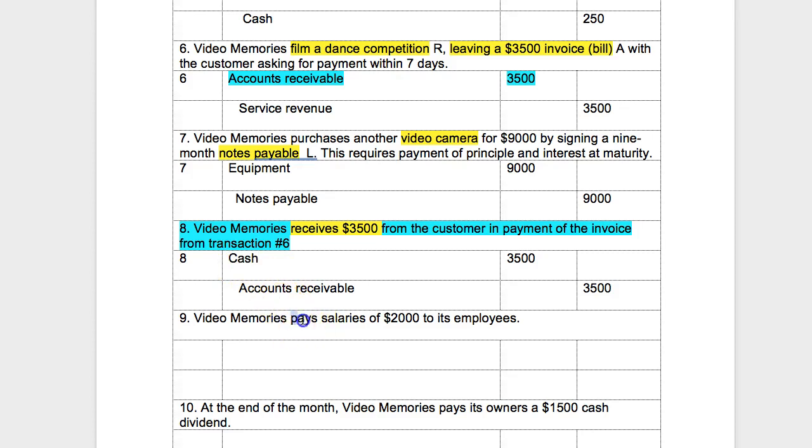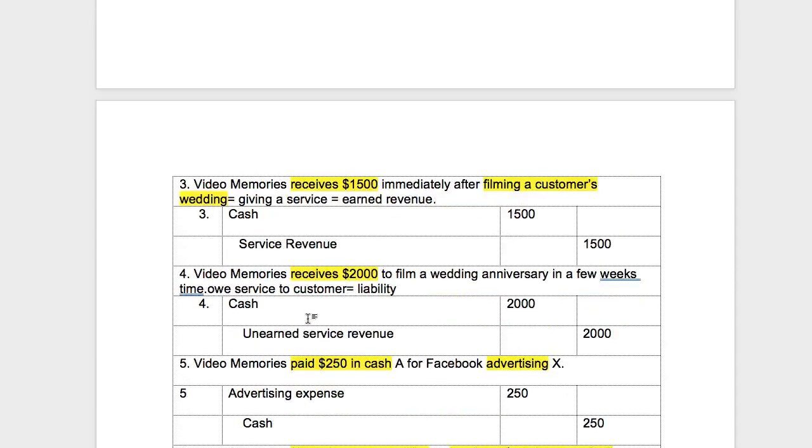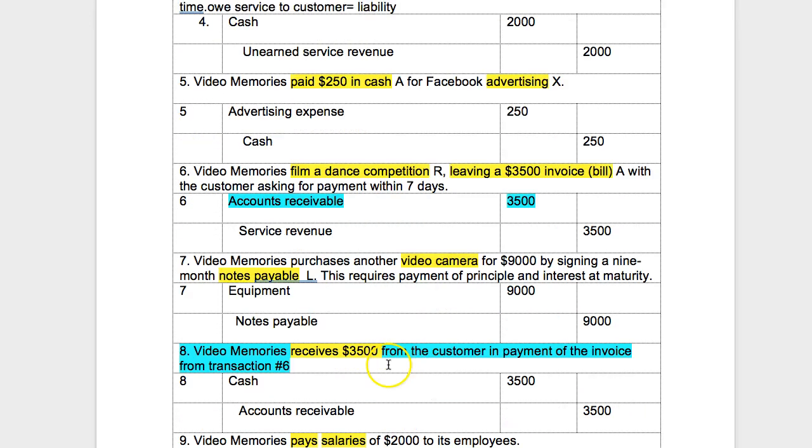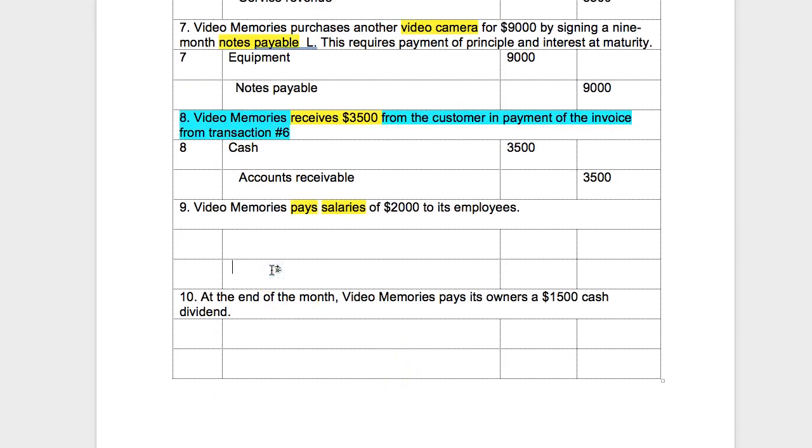In question 9, we pay salaries. These are our two key words. Pays means paying cash. What are we paying for? We're paying for an expense, our salary expense. So the cash will decrease. Let's have a look. Cash is an asset. Decrease is a credit. So this is going to apply anytime you pay cash. Every time you pay cash, it's always going to be a credit.